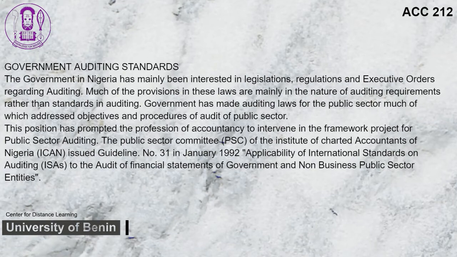This position has prompted the profession of accountancy to intervene in the framework project for public sector auditing. The Public Sector Committee, PSC, of the Institute of Chartered Accountants of Nigeria, ICAN, issued Guideline Number 31 in January 1992, Applicability of International Standards on Auditing, ISAs, to the audit of financial statements of government and non-business public sector entities.